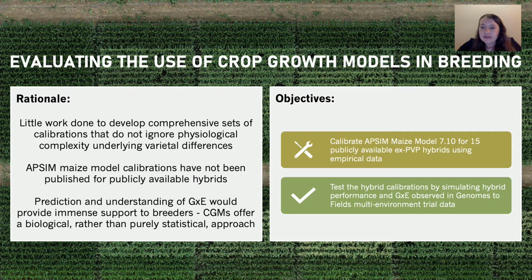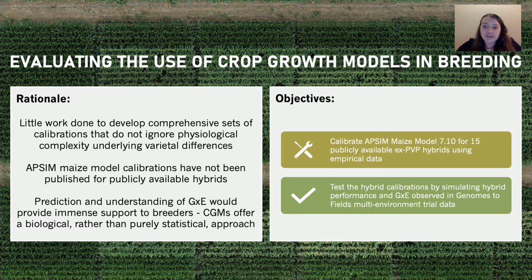And lastly, this whole idea of prediction or simulation of G by E holds immense importance and potential for breeding efforts. But most approaches for predicting G by E have been very statistical in nature, and crop growth models provide an added biological or physiological insight, which has been hypothesized to improve prediction accuracies and be interpretive rather than purely descriptive.